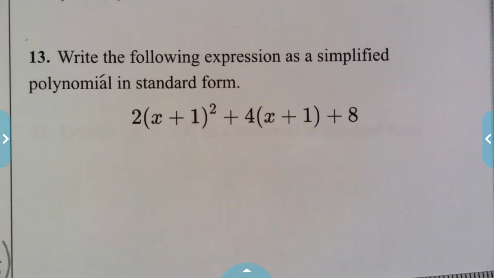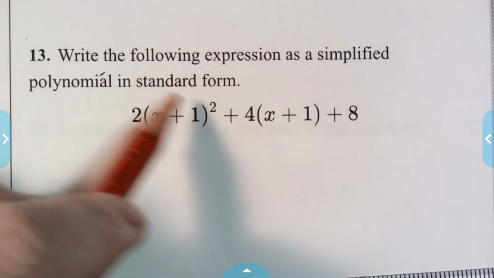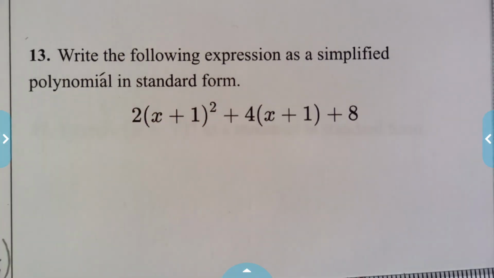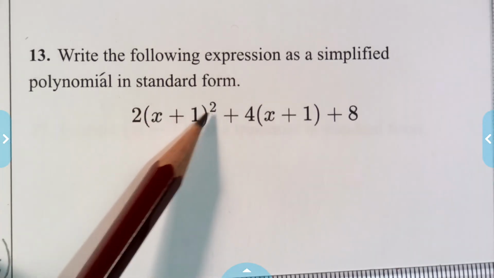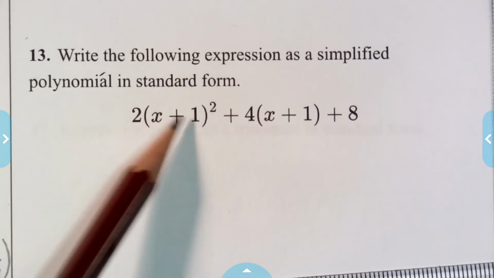Okay, moving on to number 13. Write the following expression as a simplified polynomial in standard form. Standard form just meaning ax squared plus bx plus c. Now, here's what you cannot do. You cannot just start distributing that too. The first thing you have to do is work with that exponent. You have to expand the binomial x plus 1.